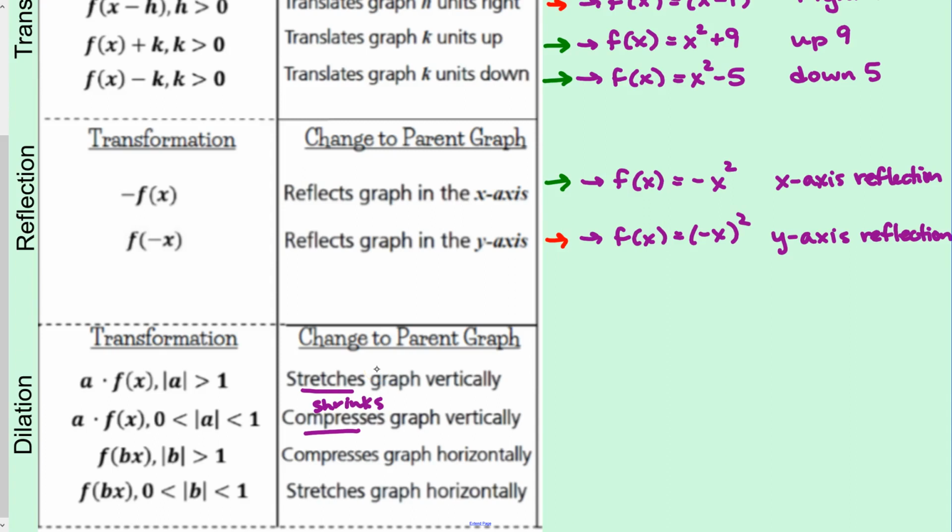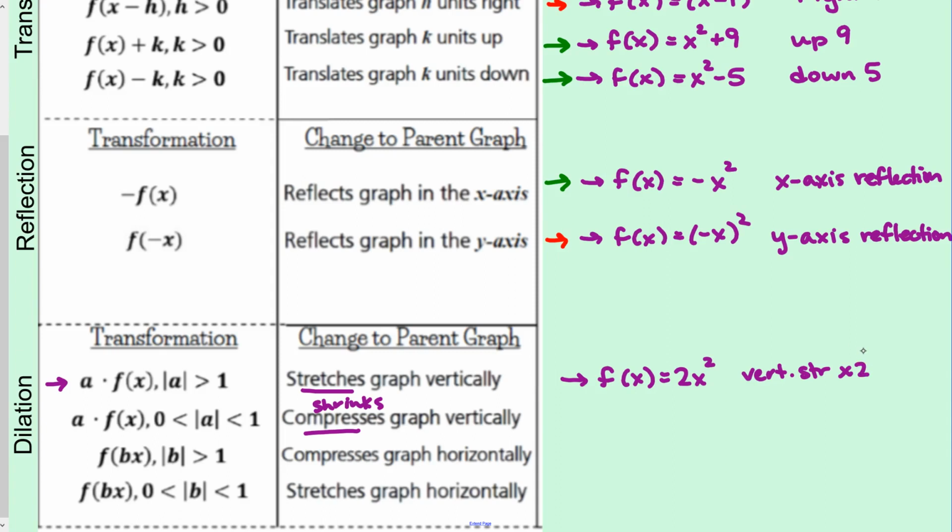Once again, if you do something to the outside of the function, it's a vertical change. So if you multiply the outside of the function by a number a, and if the absolute value of a is greater than 1, so if a is 2 or 3 or 4 or -2 or -3 or -4, it's going to be stretched vertically. So if I took my original f of x equals x squared and I changed it to f of x equals 2x squared, it's going to be stretched vertically twice as tall. Vertical stretch times 2.